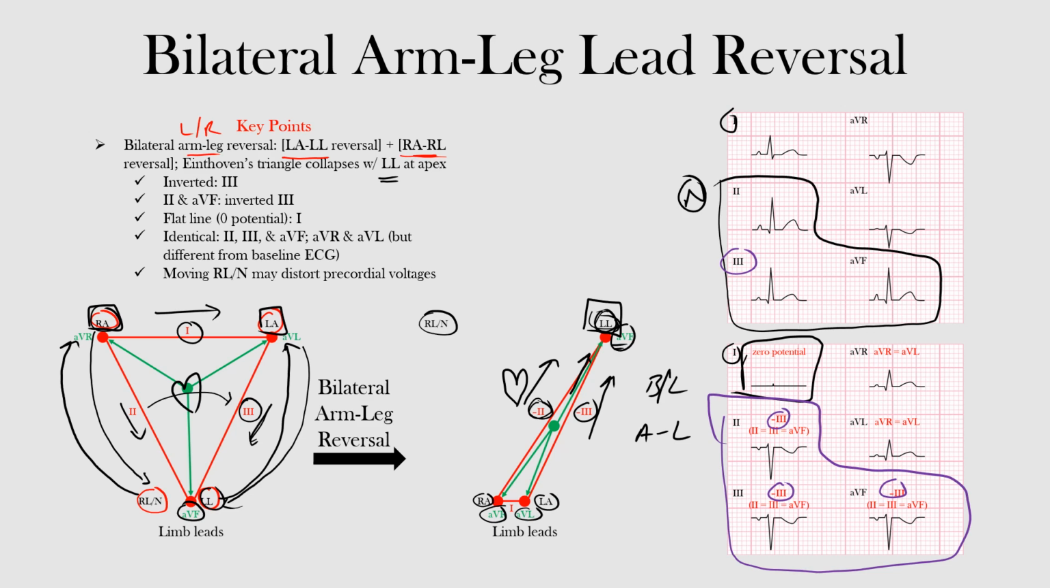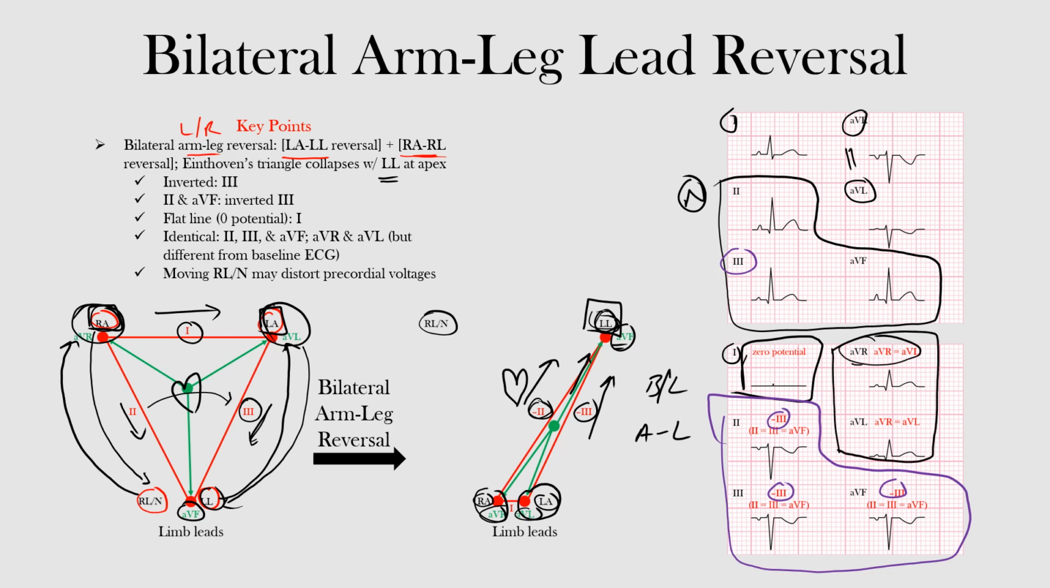Remember, here's our left arm that has AVL. Now it's down in this position. And we said the right arm with AVR, which was here, is now down here. Because they're essentially now at the same level, they will be pretty much identical. So if you look, here's AVR and AVL, and they've become equal. AVR and AVL are pretty much the same.